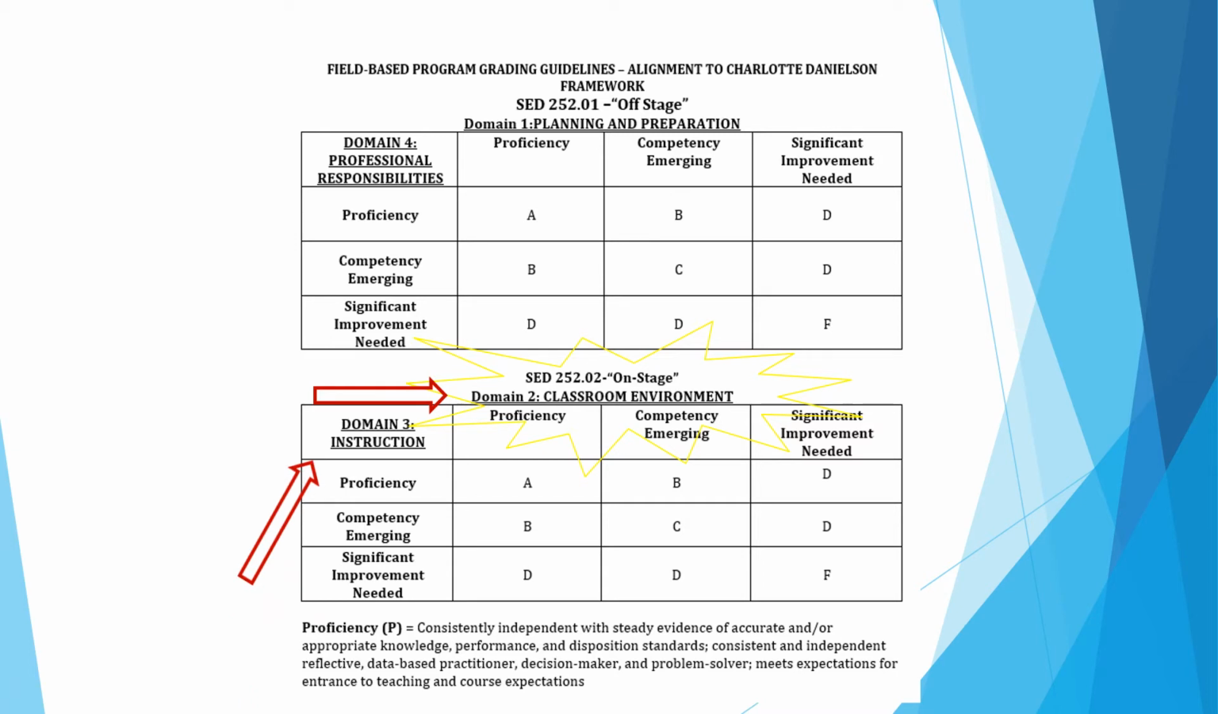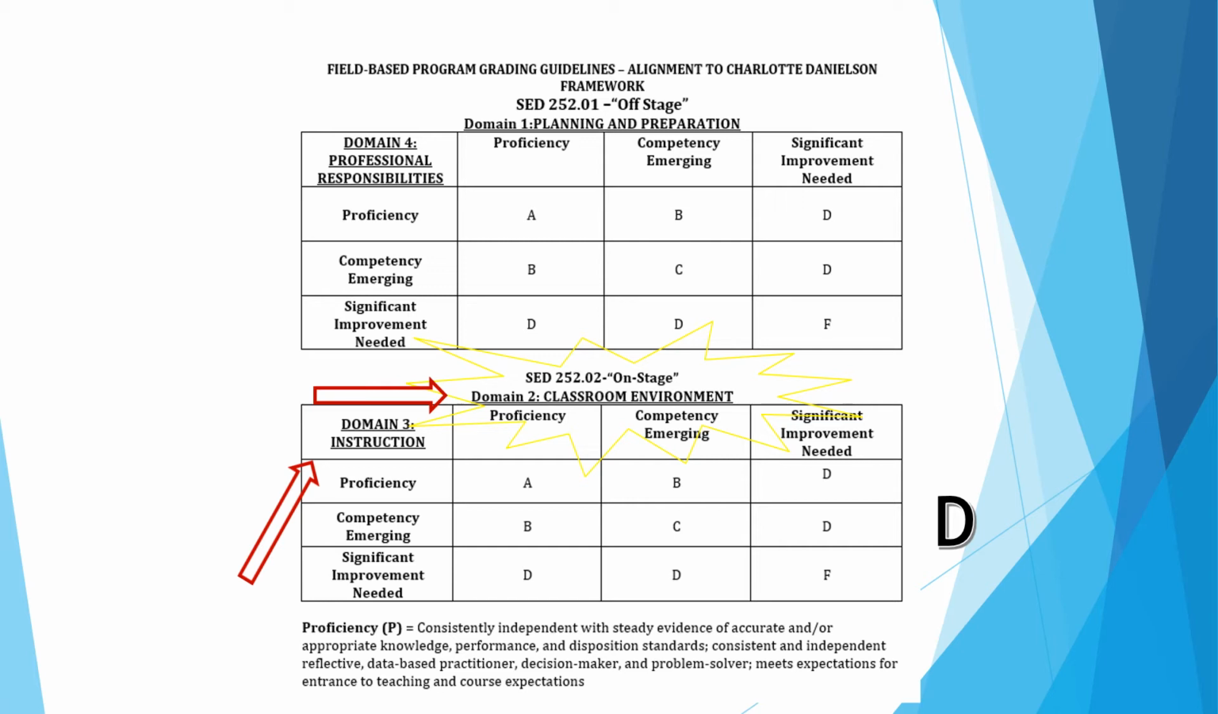So let's say in this section someone earned a proficient in their classroom management but needed significant improvement in their instruction. What course grade would they earn then? If you answered a D, that is correct. So again, let's look back at that. In domain 2, they earned a proficient in classroom management or environment, but they earned significant improvement needed in domain 3, their instruction. We match this down and they earned the D.